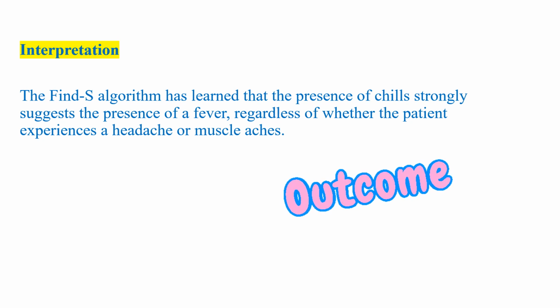It comes up with the learning that the presence of chills strongly suggests the presence of a fever for the patient. So next time, while you are making the machine identify whether a patient is suffering from fever or not, if you give it input data, then first it will check the chill feature value. If chill is S, then obviously it will say that the patient is suffering from fever, irrespective of headache or muscle ache value, because those two are considered don't care values in the Find-S algorithm's final hypothesis.